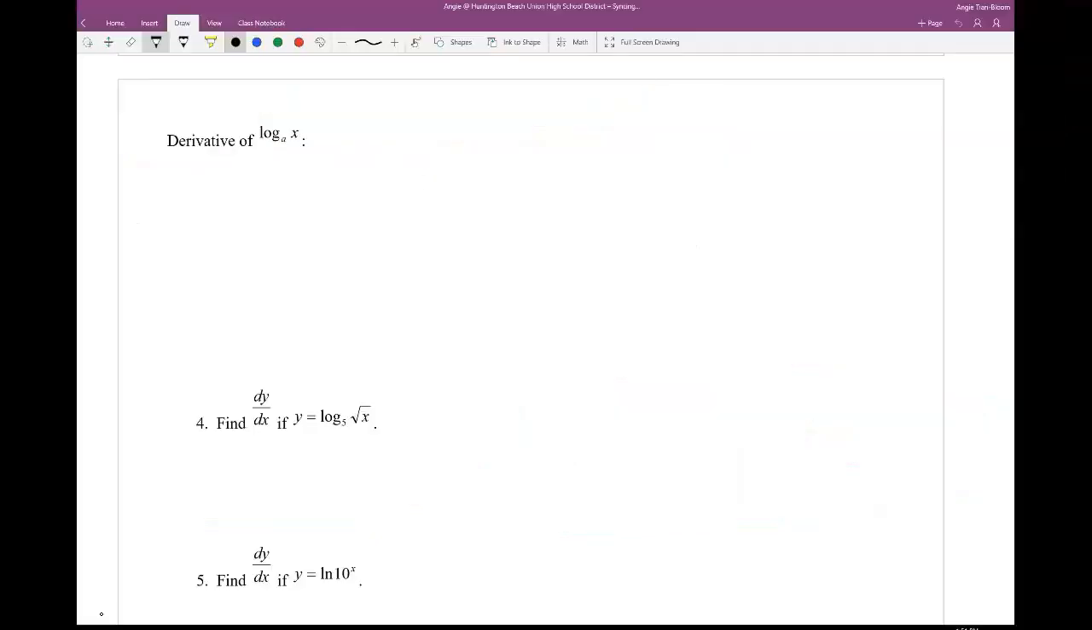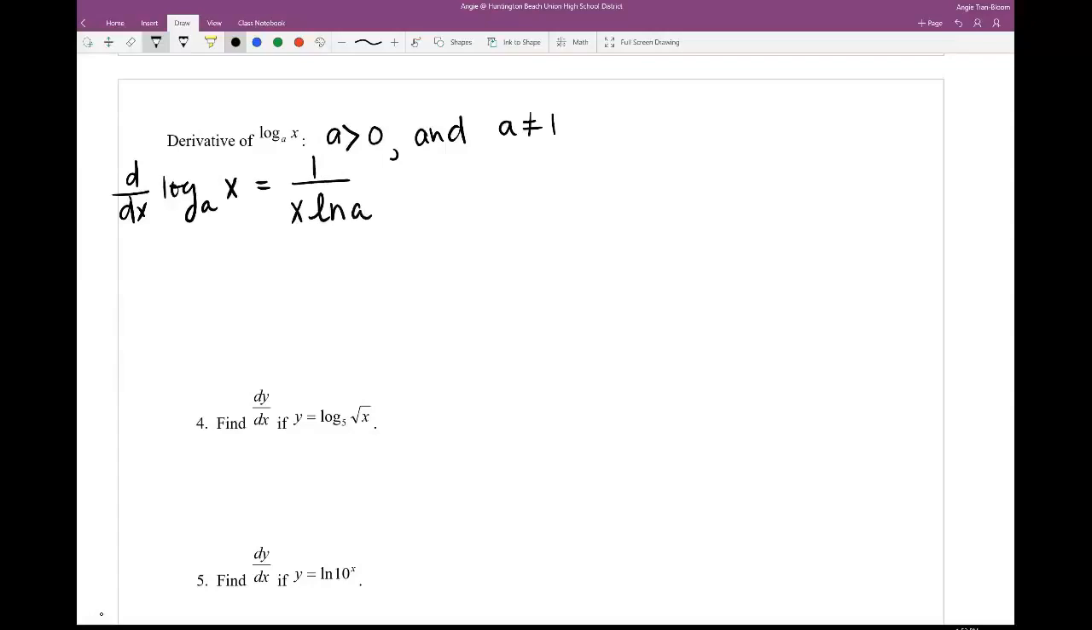So, the derivative of log base a of x. Let me give you the rules first. But before I do that, let's give the restriction for a. a must be greater than 0, and a can never ever be 1. Okay, that's just the restriction for the domain of log. So let's start with the derivative with respect to x. What if I write log base a of x? Then the derivative of log base a of x is 1 over x times natural log of a.